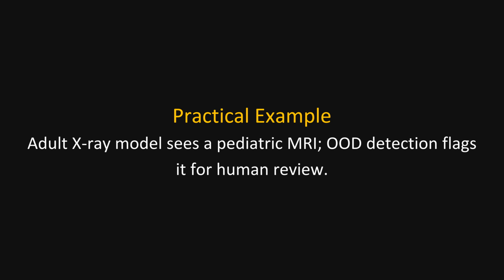For example, take a medical image classifier trained only on adult chest x-rays from one hospital. If you feed it a pediatric MRI brain scan, the pixels and patterns are totally different from its training data. An out-of-distribution detector should spot that this input is far from its learned distribution and trigger fallback behavior, like asking for human review instead of returning an overconfident label.